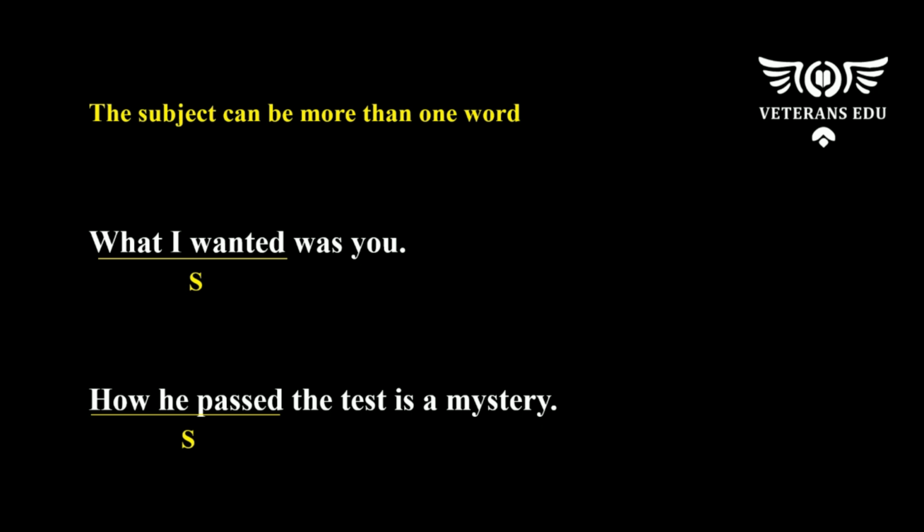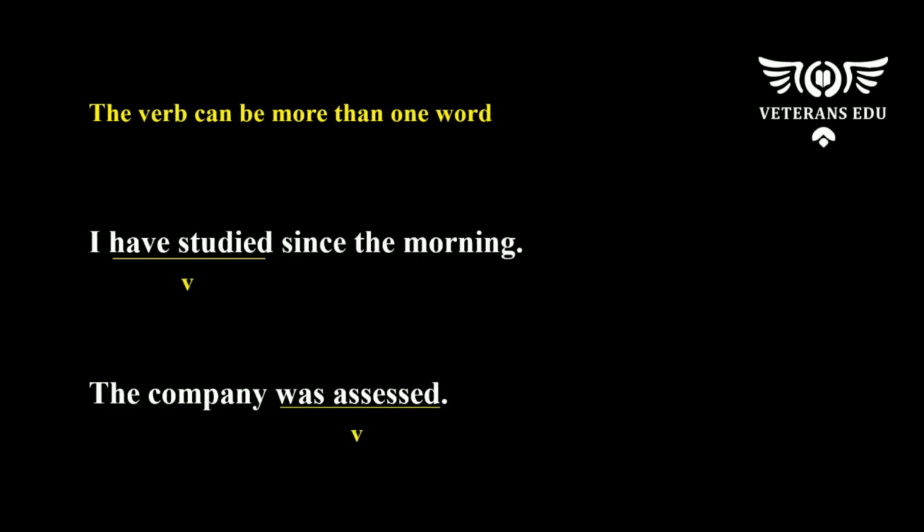Lastly, understand that the verb can also be more than one word. In the sentence, I have studied since the morning, the verb is have studied, 2 words. And in the second sentence, the company was assessed. The verb here is not was, not assessed, but was assessed.